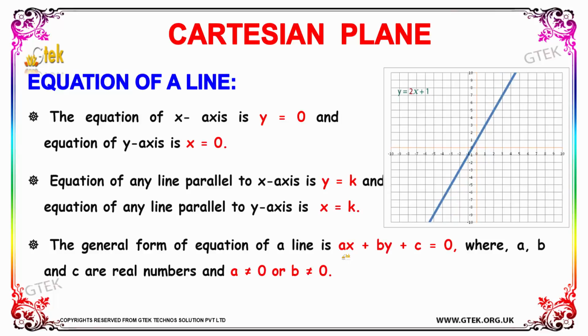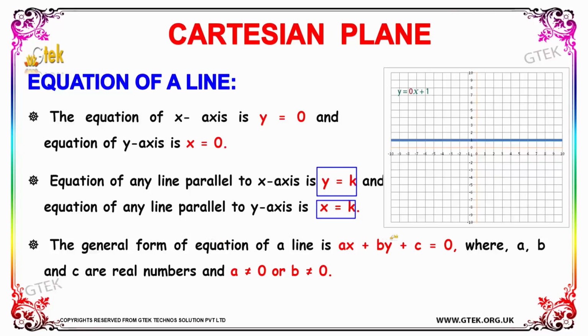Now let's proceed with the equation of a line. The equation of the x-axis is y equal to 0. And similarly, the equation of the y-axis is x equal to 0. And the next one is, the equation of any line parallel to the x-axis is y equal to k, and the equation of any line parallel to the y-axis is x equal to k.